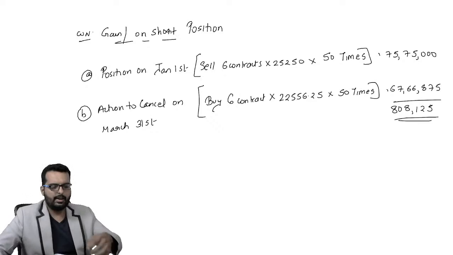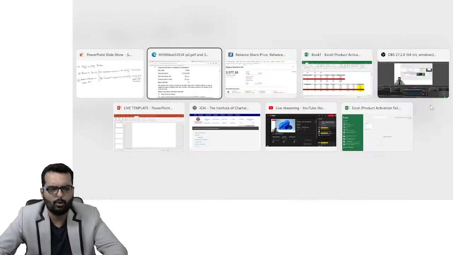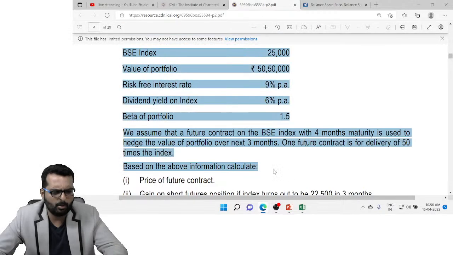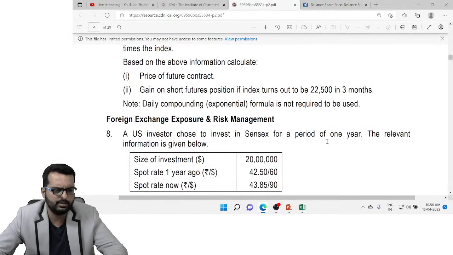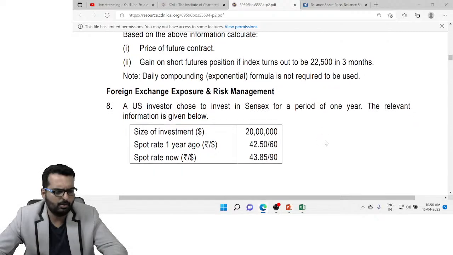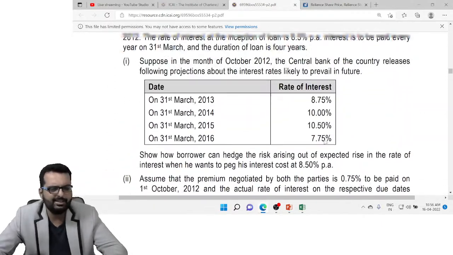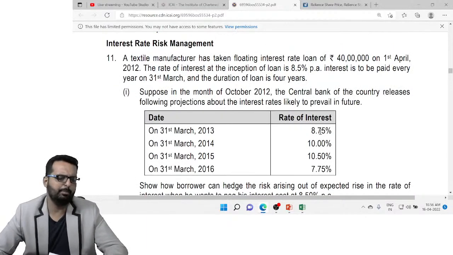I believe you are all done writing this, friends. So we are done with this question also. All right. So we are done with a pretty complicated problem on futures, but this is the best question that is available. All right. So we are done with 8, we are done with 9, done with 10. 11 is a pretty easy theoretical problem.